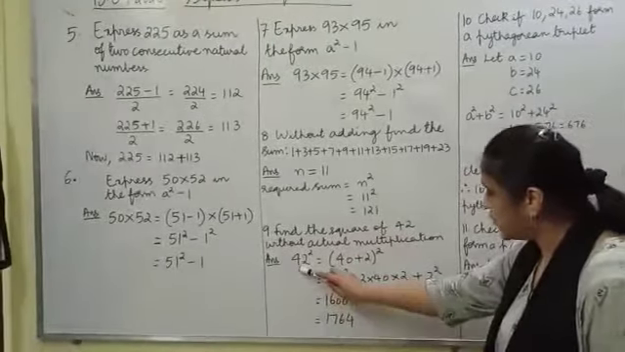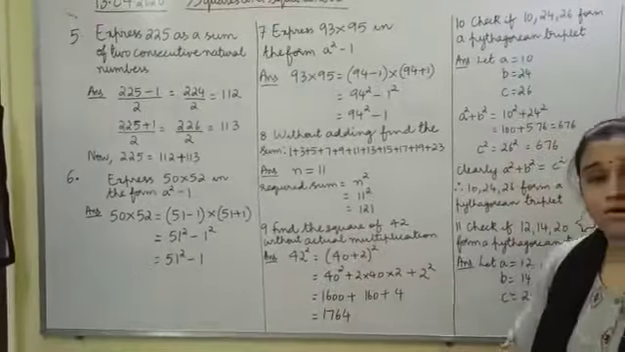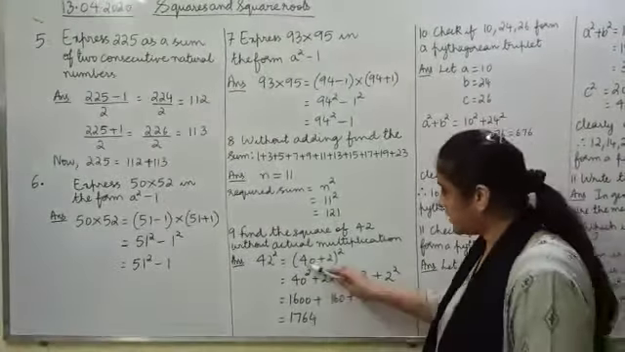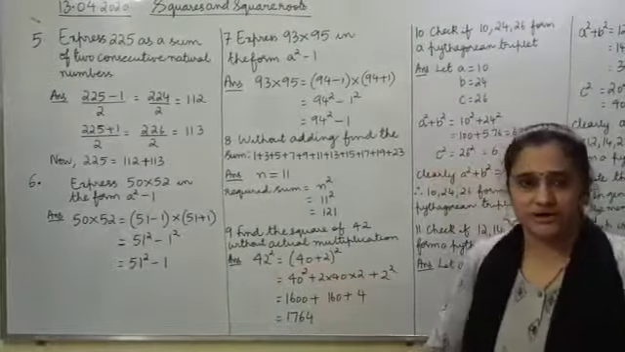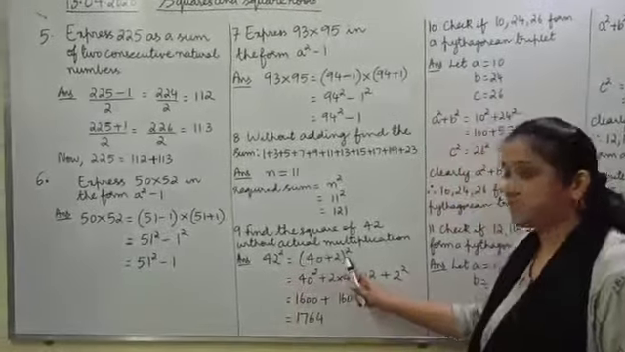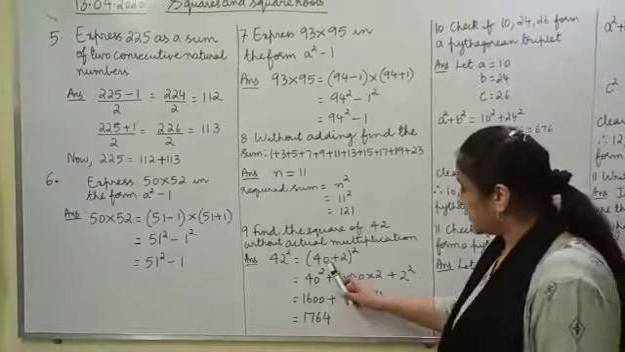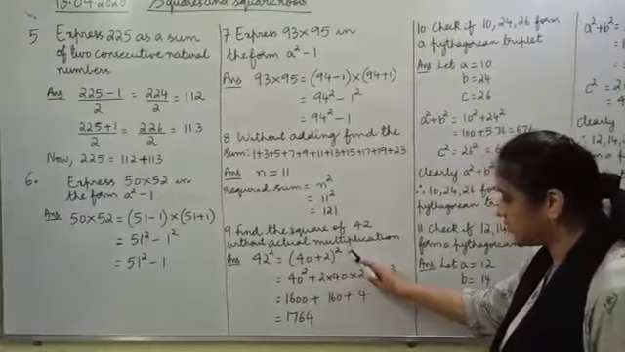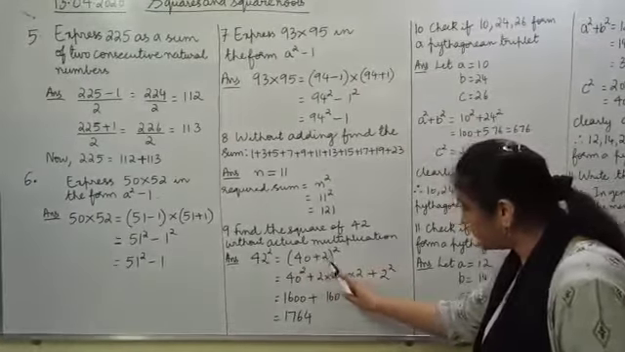So write 42 as 40 plus 2. Don't write it as 41 plus 1. You can write 42 in different ways. Choose to write it as 40 plus 2. So 42 is nothing but 40 plus 2, the whole square. Now this is in the form (a plus b) the whole square.